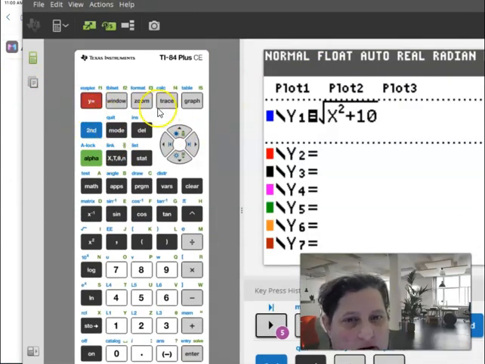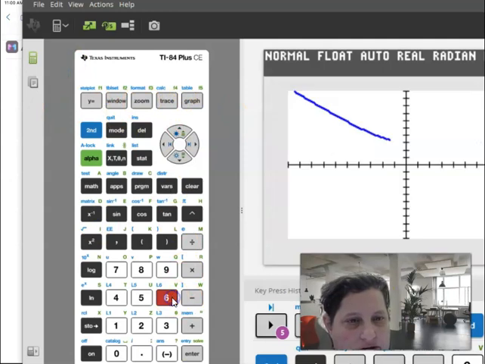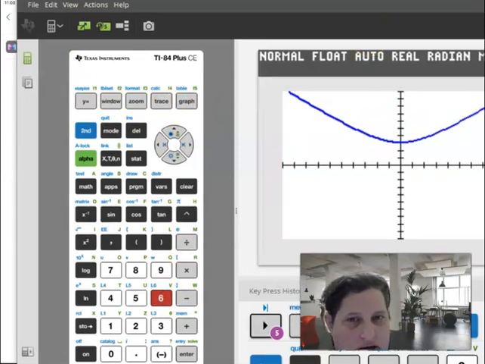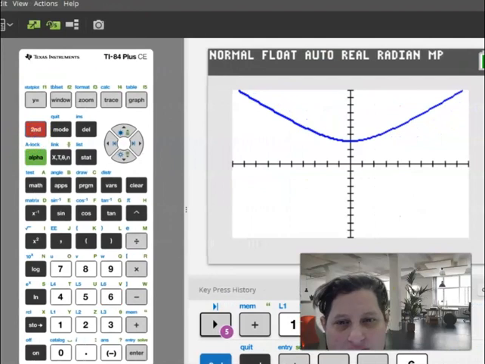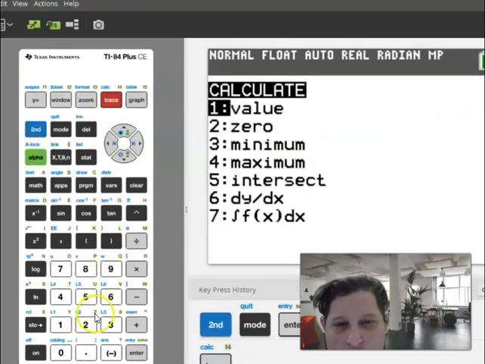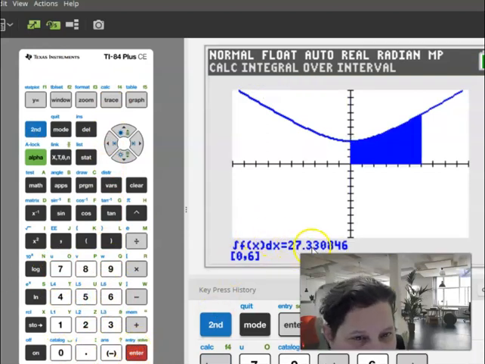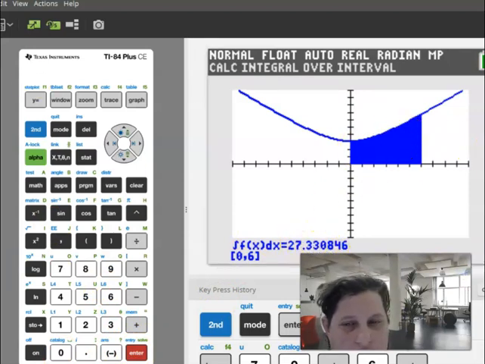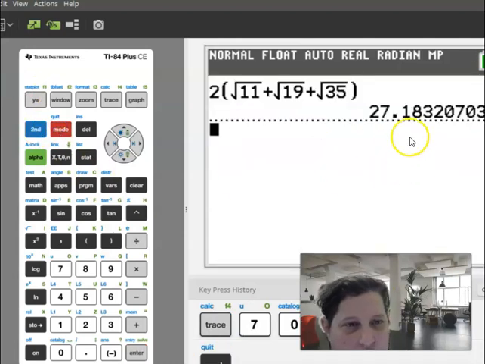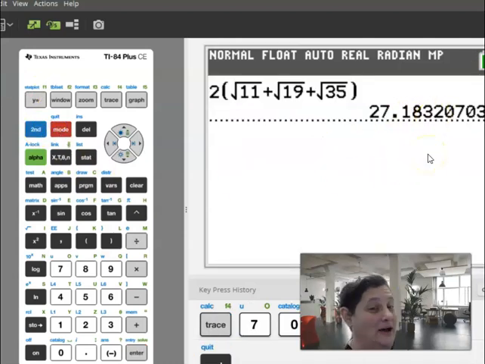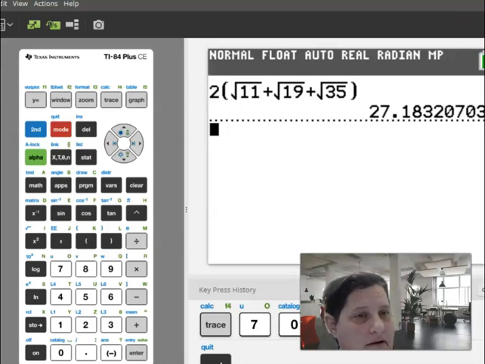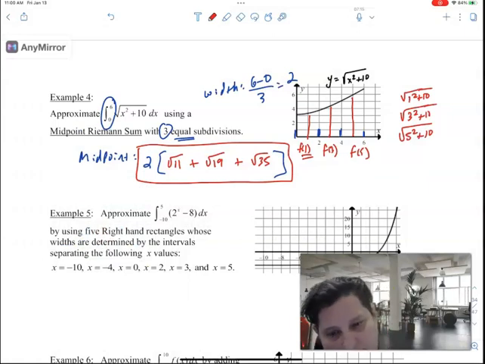Well, if I put this in here, let me go ahead and graph it. I'll just hit zoom 6 so we can see it. Okay, you guys can see that there. And then if I calculate the integral from 0 to 6, look at it, it's 27.330. That's what that is. Okay. What did I get over here? 27.183. Hey, that was a pretty crummy approximation and it was still within 2/10. So that's not bad, you know? That was like a decent approximation, I guess.